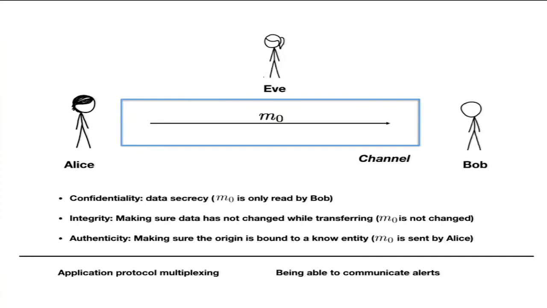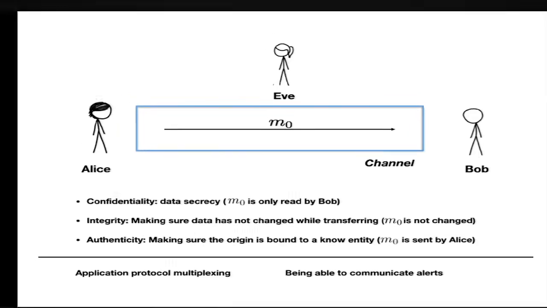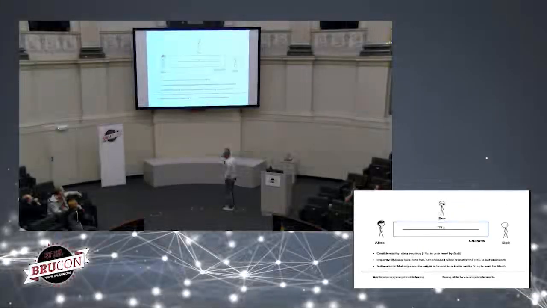So you can see here this blue rectangle that will be labeled our channel, and the properties that we would like to have of this channel are the following: confidentiality, meaning data secrecy. So this M being sent by Alice to Bob can only be read by Bob, not by Eve. In integrity, you would like to make sure that this data is not changed while transferring. So if Eve would try to flip a bit in this M0, Bob would be able to see that and detect that as the second property.